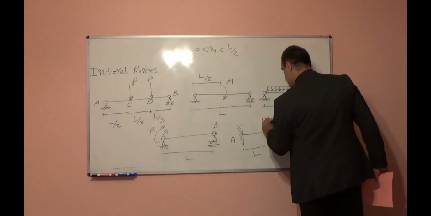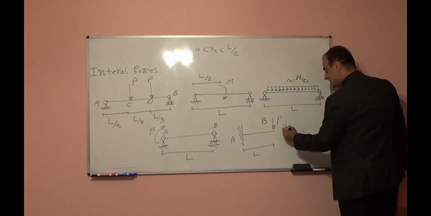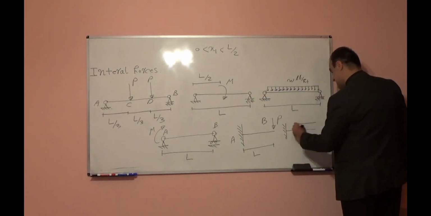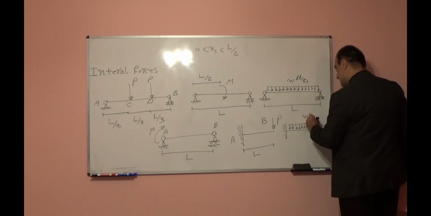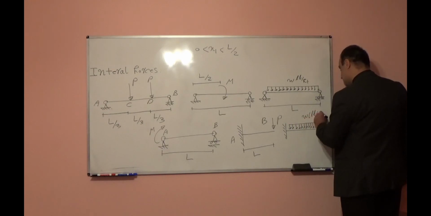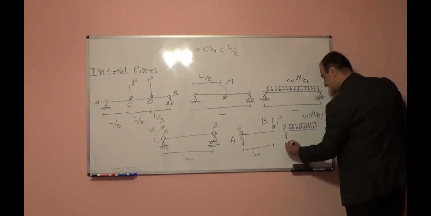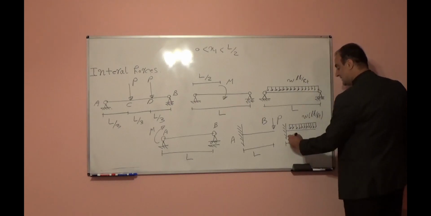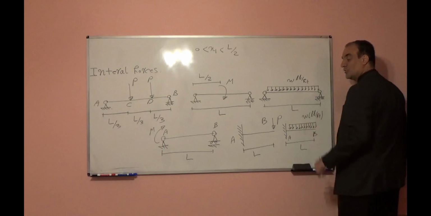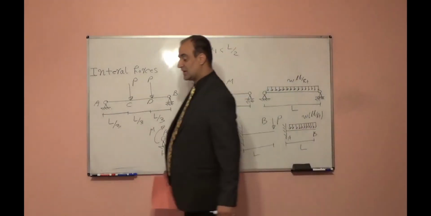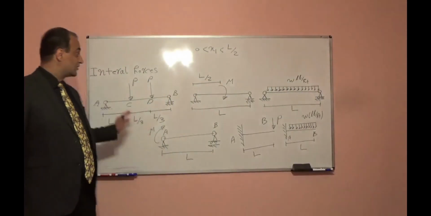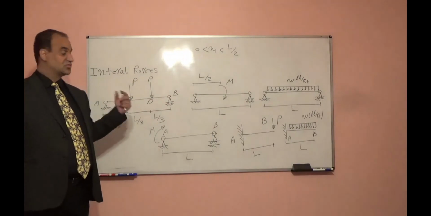A, B, and the last one, it is a cantilever beam subjected to uniform distributed load. The intensity of the load is lowercase w pound per feet. The length is L, A, B. Draw internal force diagram for this beam. So all these examples are your homework problems.